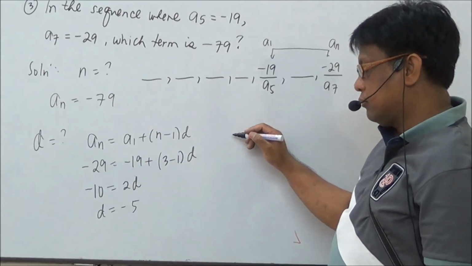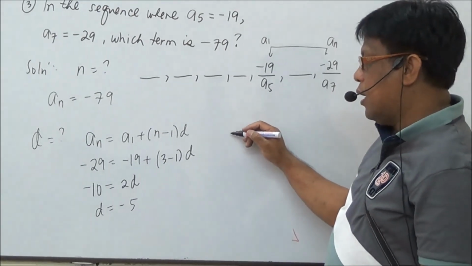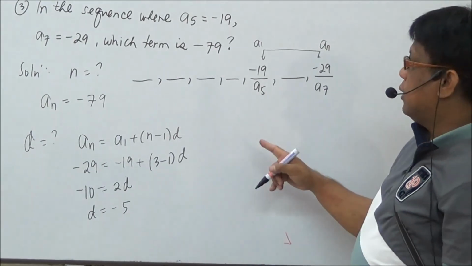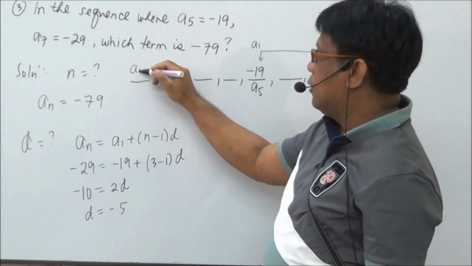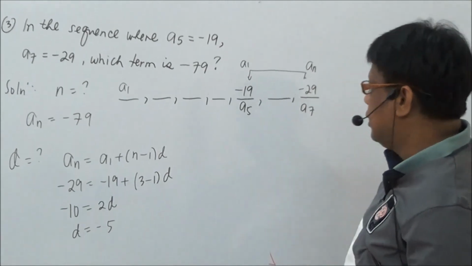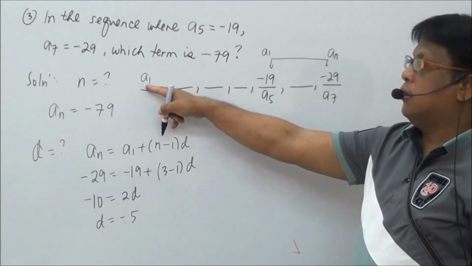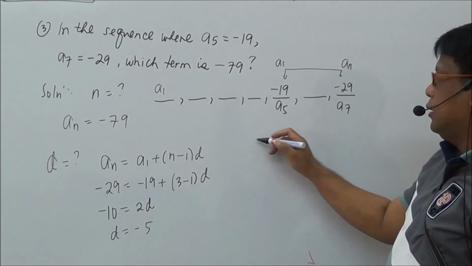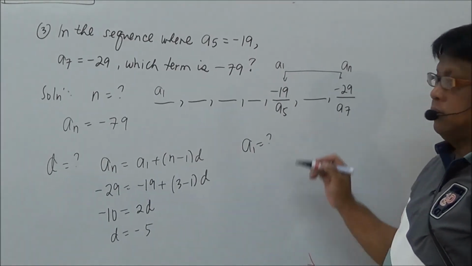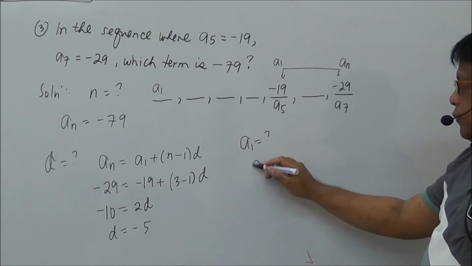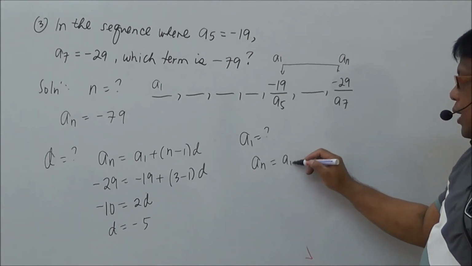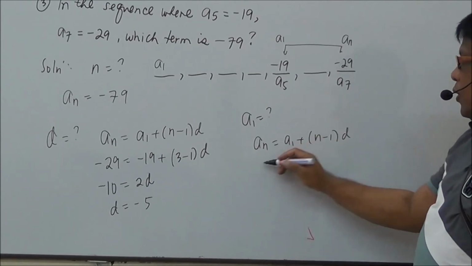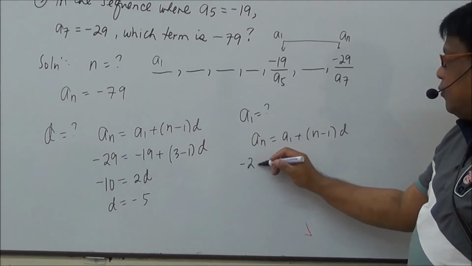Let us now define A1, the original first term. You will consider the terms from A1 to A7. To get A1, we'll again make use of the formula AN equals A1 plus (N minus 1) times D, where of course AN equals negative 29.